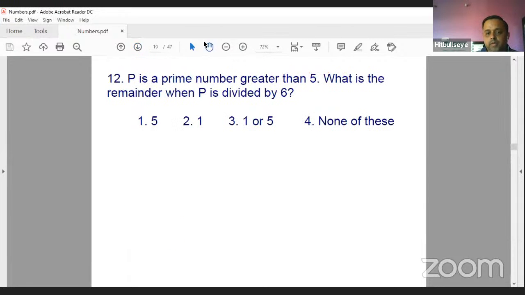Next it says, if p is a prime number greater than 5, then what is the remainder when p is divided by 6? P is a prime number which is greater than 5. What is the remainder when p is divided by 6?